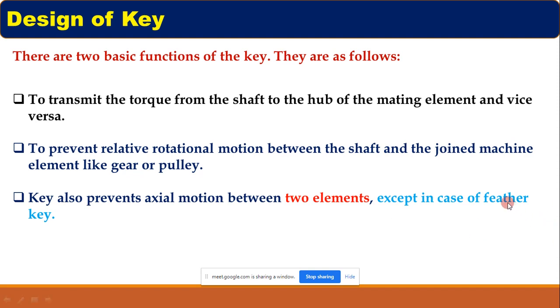But remember that in the gearbox, huge power is transmitted, so a feather key is not used there, even though it allows the axial motion of the gear. The feather key is used in another application, that is the clutch, so that one plate can have axial motion with respect to another plate on the shaft. So this is about the functions of a key.